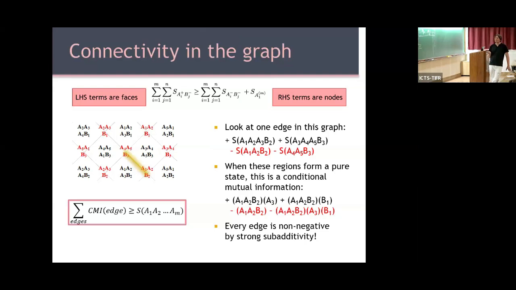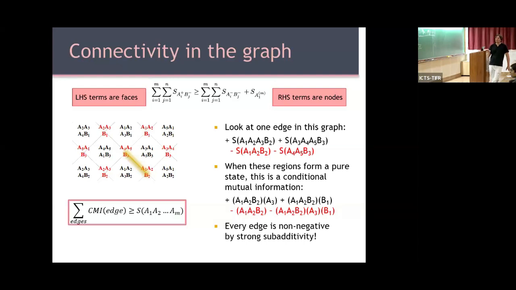So now the next thing to say is that edges of this graph are little pieces of conditional mutual informations. So I highlighted a single edge, and on this edge, you can write down the terms, the positive terms, so the faces next to this edge, and then the negative terms, so the vertices next to this edge, and they make this combination. But I remember that my whole state is pure, so I can flip some of these entropies to their complements. They're equal entropies if I'm talking about a global pure state. And then I will rewrite this edge in this form. And when I do so, I discover that this is just a conditional mutual information.